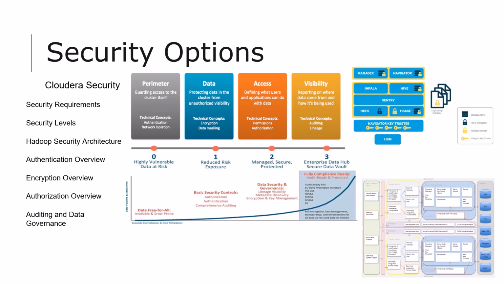The perimeter, data, access, and visibility, and the security level. The security level I would like to explain here. There are 4 levels: 0, 1, 2, 3, and level 0 is non-security.